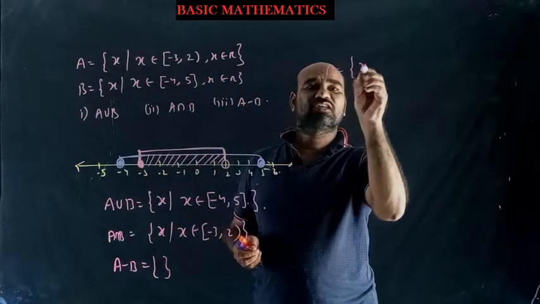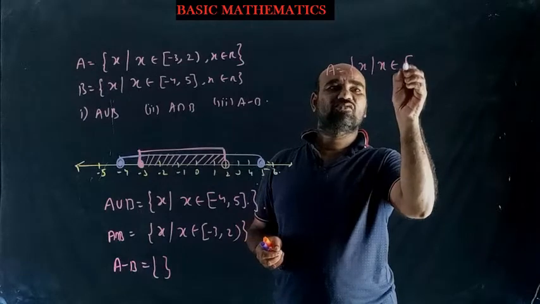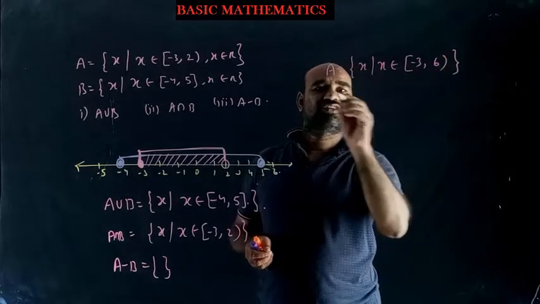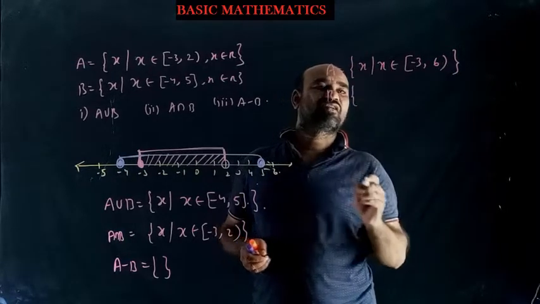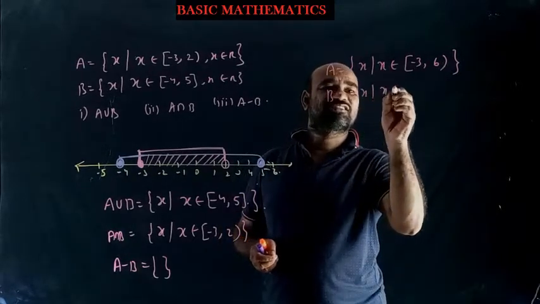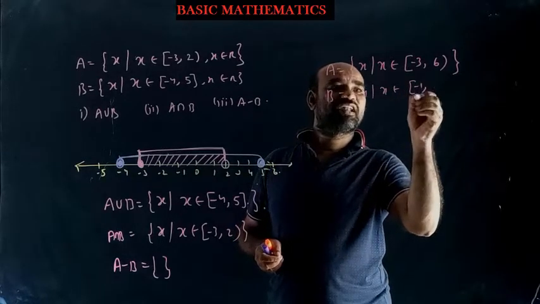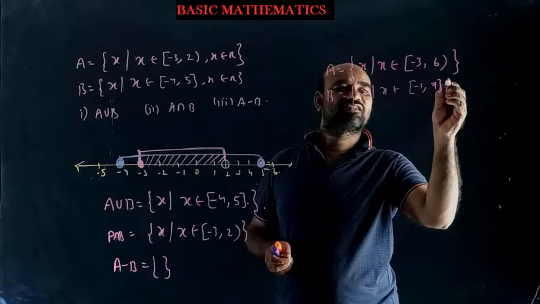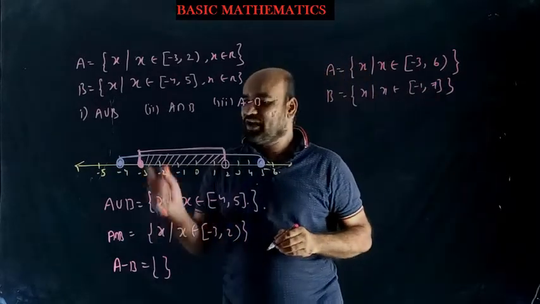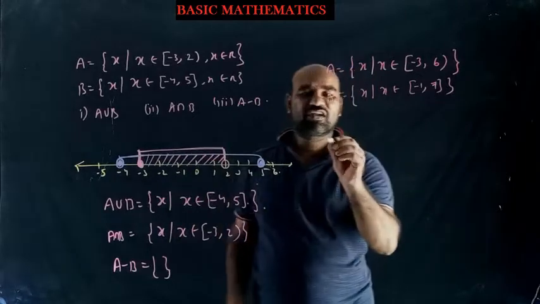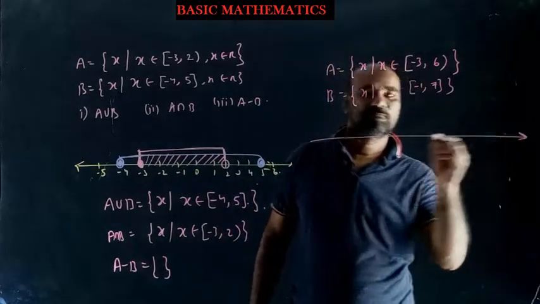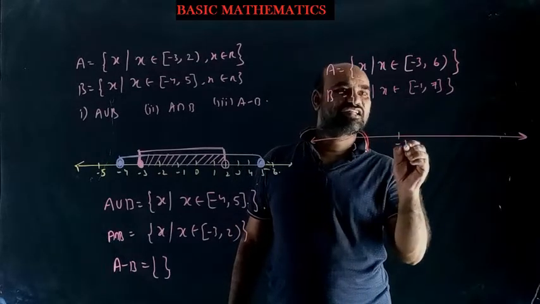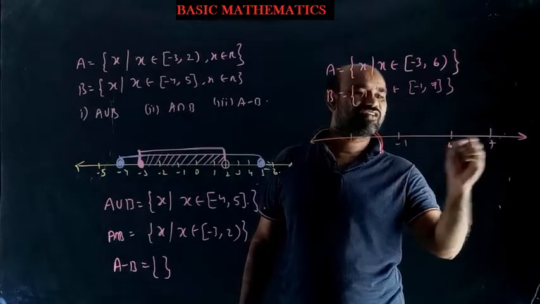A equal to X such that X belongs to closed minus 3 to open 6. And B is equal to X such that X belongs to open minus 1 to closed 7, for example. Now you want to find again A union B, A intersection B, A minus B. First of all, draw a number line. Okay. So here minus 3, here minus 1, here 6, here 7.